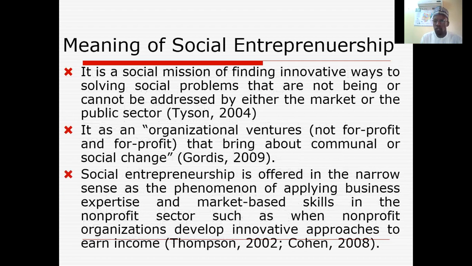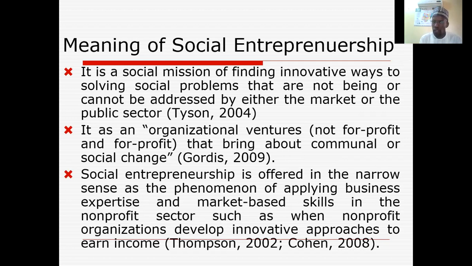So, the meaning of social entrepreneurship. Social entrepreneurship means a lot of things to a lot of people, because in most situations people don't even know what it really means. What readily comes to their mind is maybe a philanthropy organization, because the moment you mention social entrepreneurship, people think about a philanthropy approach, but this is quite different from that. This is much more than a philanthropy approach to solving problems. It is a social mission of finding innovative ways of solving social problems that are not being or cannot be addressed by either the market or the public sector.